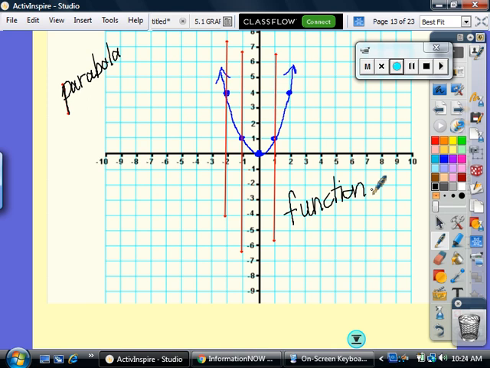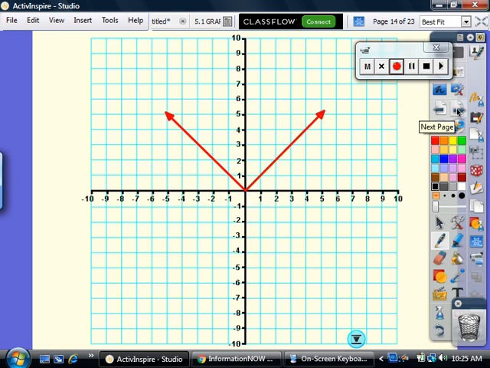And what's a function? To show it, you use the vertical line test. What is a function, Dakota? A function is a special type of relation in which each element of the domain is paired with exactly one element of the range. Good. And this graph passes the vertical line test because I only hit one point each time.